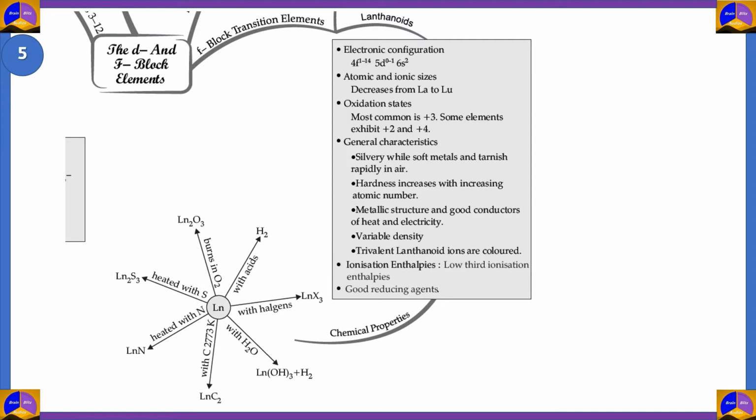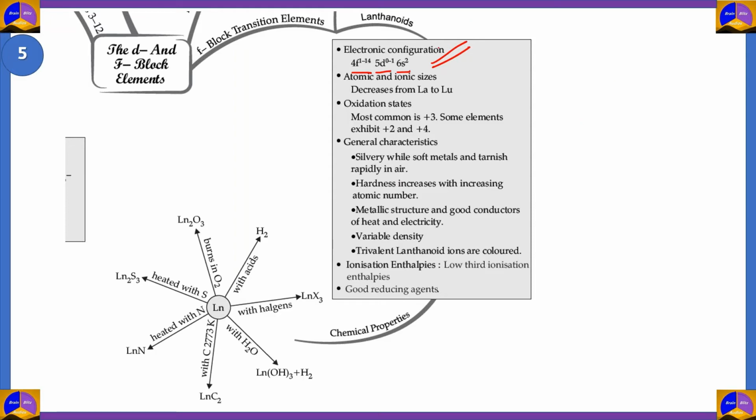So therefore, since there is no space in the current periodic table, the lanthanoids are written below the main periodic table. So they have an electronic configuration of 4f1 to 14, 5d0 to 1, 6s2. And the reason why 4, 5, and 6 is because we're dealing with lanthanoids. When it comes to actinoids, it becomes 5, 6, and 7 respectively. So this is the electronic configuration of lanthanoids, starting from lanthanum and ending at lutetium.